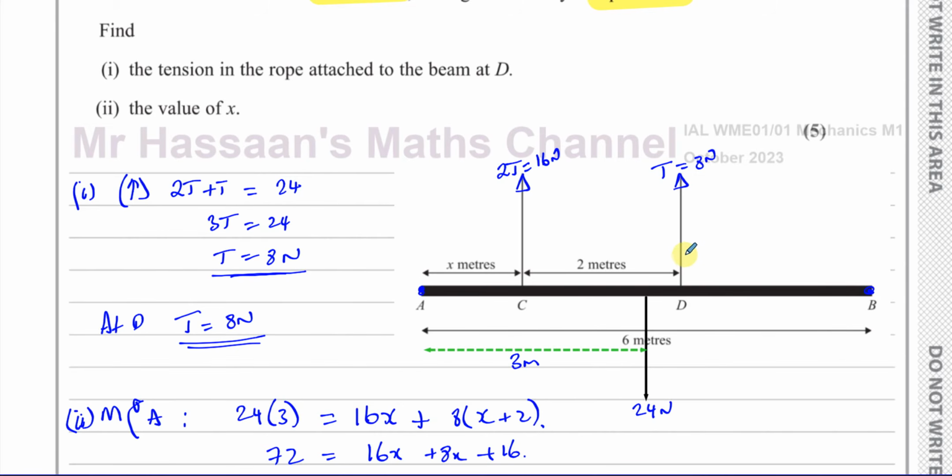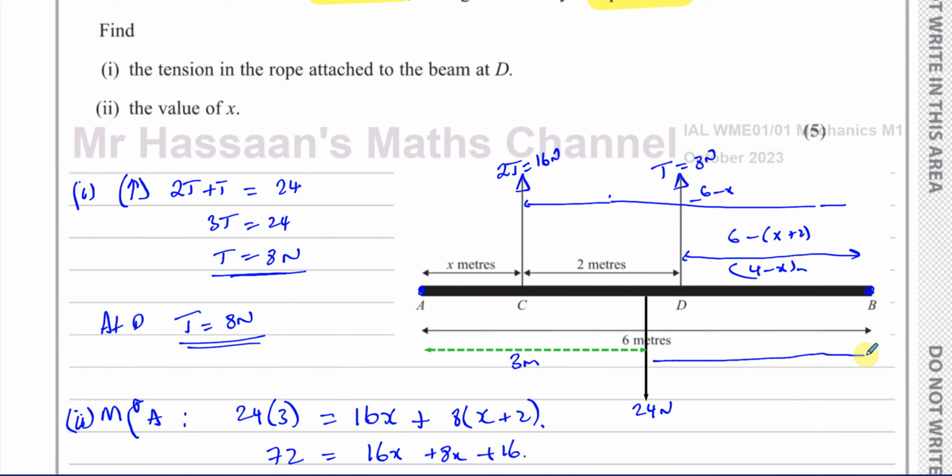So the distance here would be, for example, this would be the total distance 6 minus x plus 2. This distance will be 6 minus x plus 2, which is going to be 4 minus x. That will be 4 minus x meters. And the distance from here to here would be 6 minus x meters, because you've got 6 minus the whole thing minus this x. And the distance of the weight from there would be 3 meters still, because halfway.